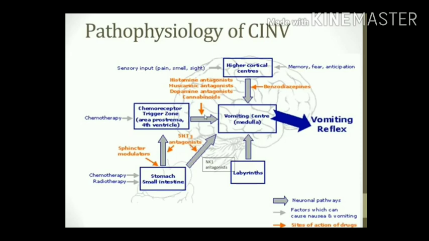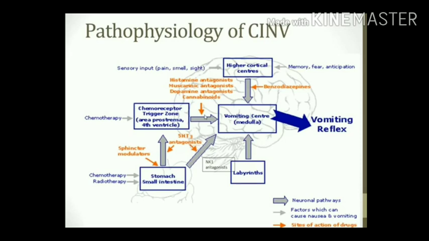So in managing chemotherapy induced nausea and vomiting, we have to block the receptors by using medications such as histamine antagonists, muscarinic antagonists, dopamine antagonists, and cannabinoids, and also 5-HT3 antagonists. Here we are also using benzodiazepines and NK1 antagonists. NK1 antagonist is a neurokinin antagonist.